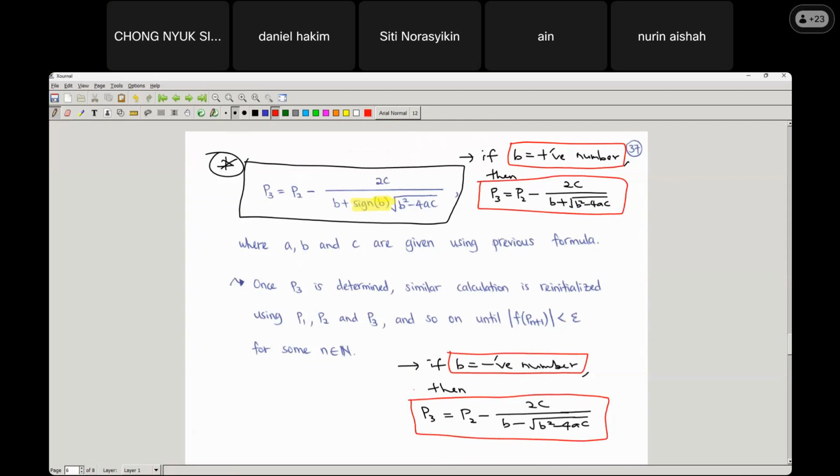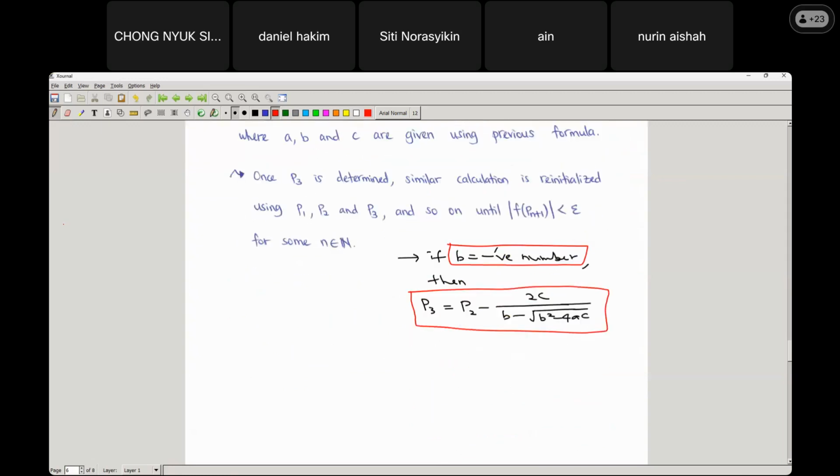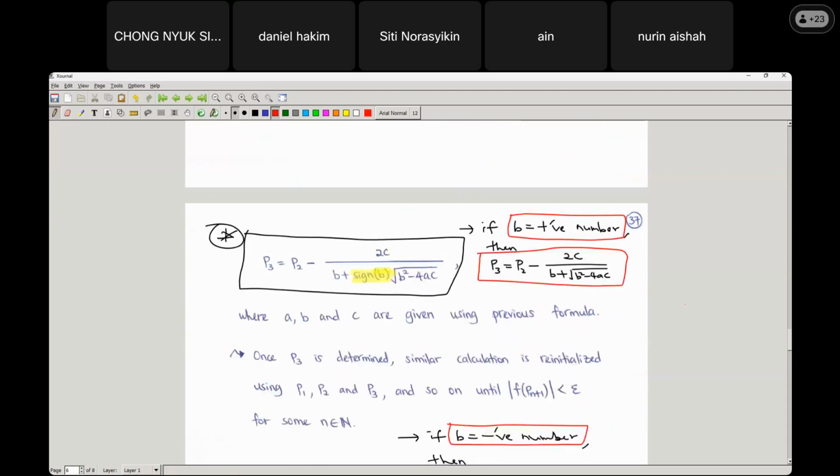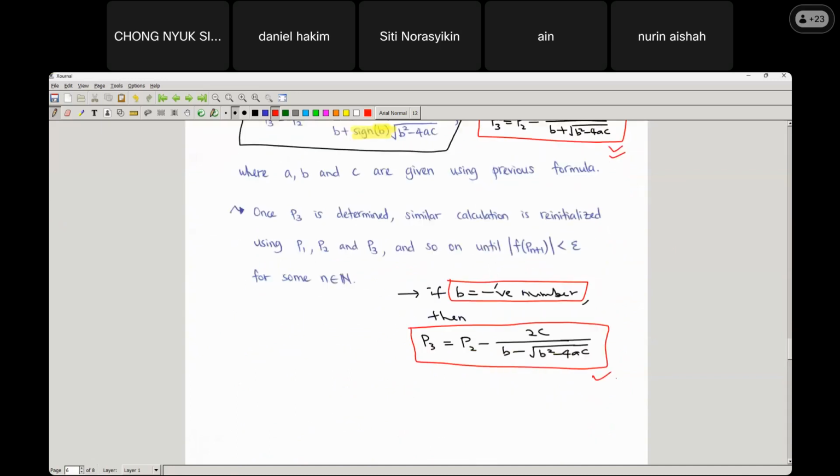Okay? So stopping criteria is the same. It will be given in the question. They will tell you when you have to stop. Okay, so you just need to know which formula you need to use for Mueller's method, because it depends on B, whether your B is positive or your B is negative. Okay, so if your B is positive, you need to use this formula. If your B is negative, you need to use this formula. Okay, so now let us take a look at example 8.